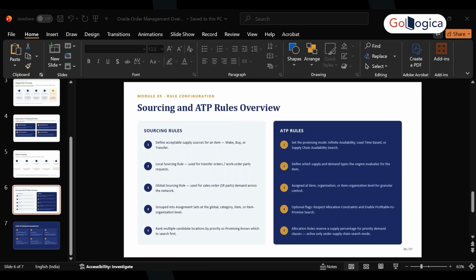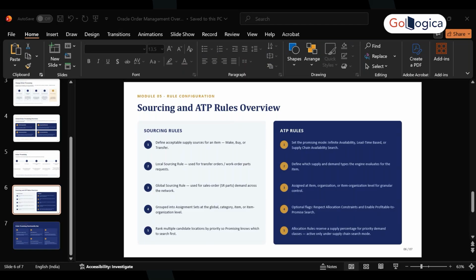Next one is supply and demand evaluation, in which ATP rules can also define which supply and demand elements should participate in the availability calculations. The supply elements may include on-hand inventory, purchase orders, work orders, transfer orders, or plant supply. And demand elements may include the existing sales orders, reserved inventory, forecast demand, and transfer demand. Oracle subtracts each and every demand from the available supply before promising inventory to a new customer, and this prevents overcommitting the inventory.